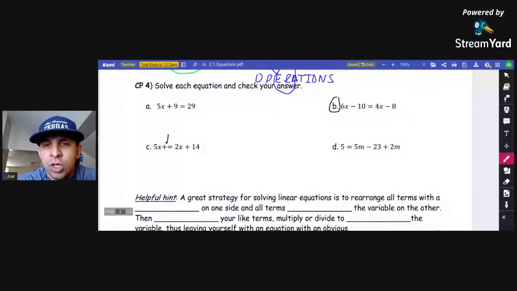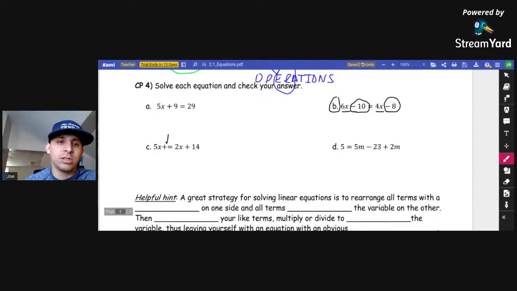Okay, so how do we attack this? Okay, notice we have, I'm going to underline my variables, and I'm going to circle my constants. Constants and variables, not really fans of each other. So essentially what we want to do is put our variables on one side of the equation and our constants on the other.